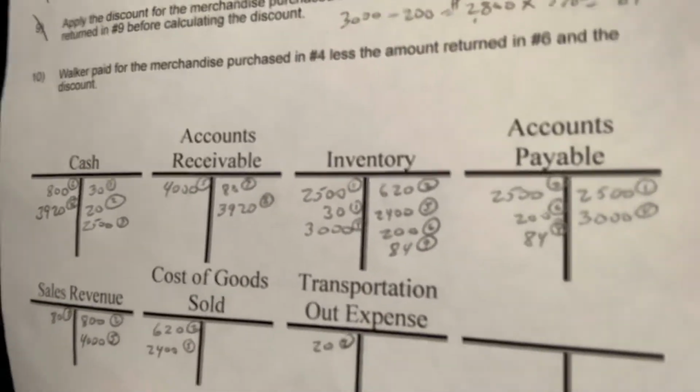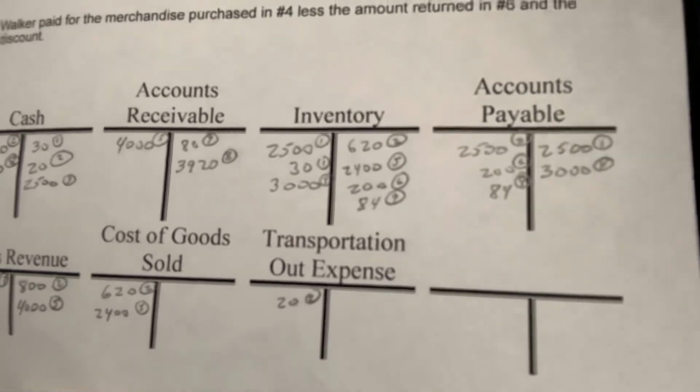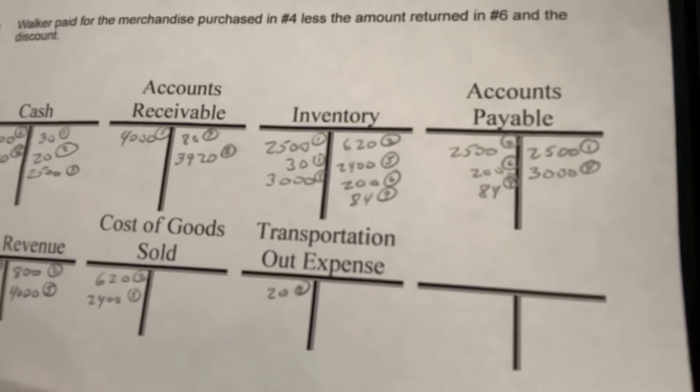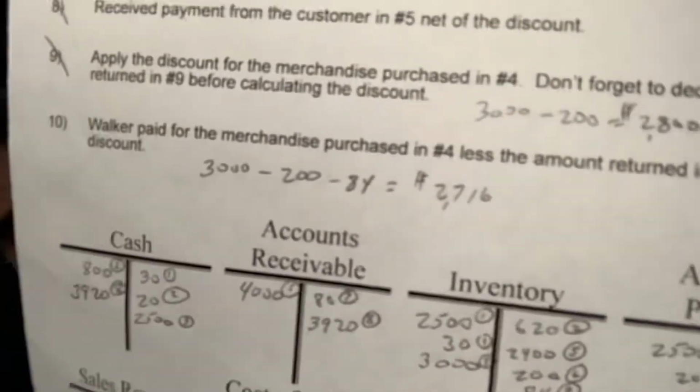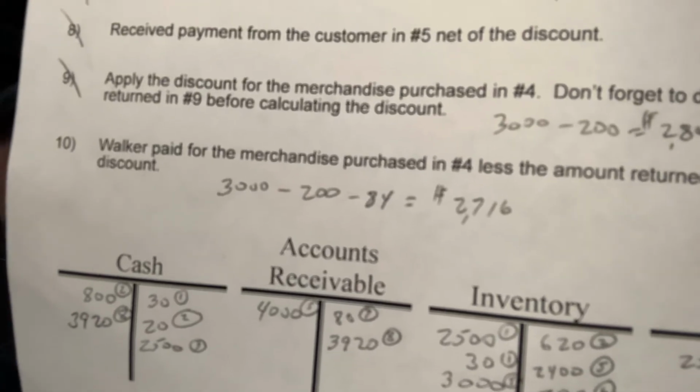In number 10, it says Walker paid for the merchandise purchased in number 4, less the amount that was returned in 6, and the discount. Well, we pretty much already figured this out, right? The original amount was $3,000. We returned $200, and then we took off $84 in the discount. We just did that a minute ago. So the amount that we have to pay out to pay this bill off is $2,716. And here's your equation: 3,000 minus 200 minus 84.